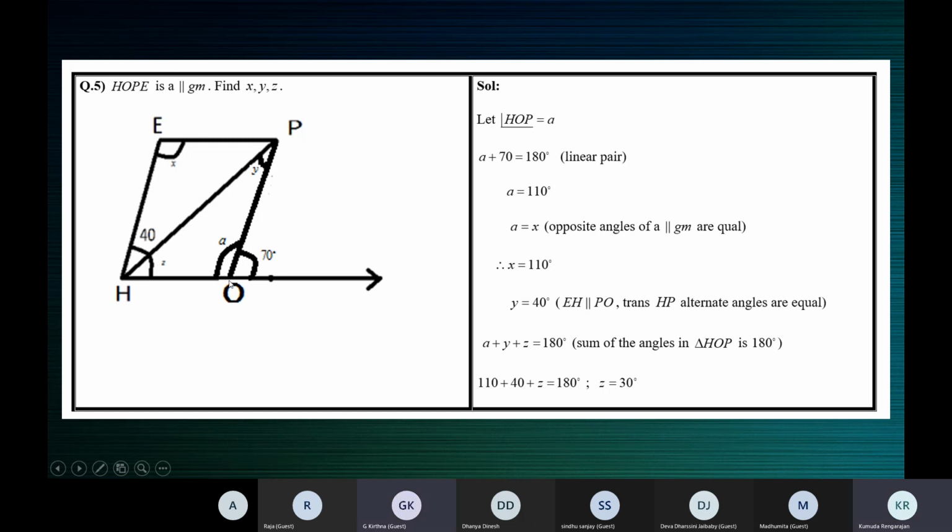Both the angles are formed at O. They have a common vertex O and the angles lie on a straight line. The two angles lie on a straight line. Both of them are formed at O.